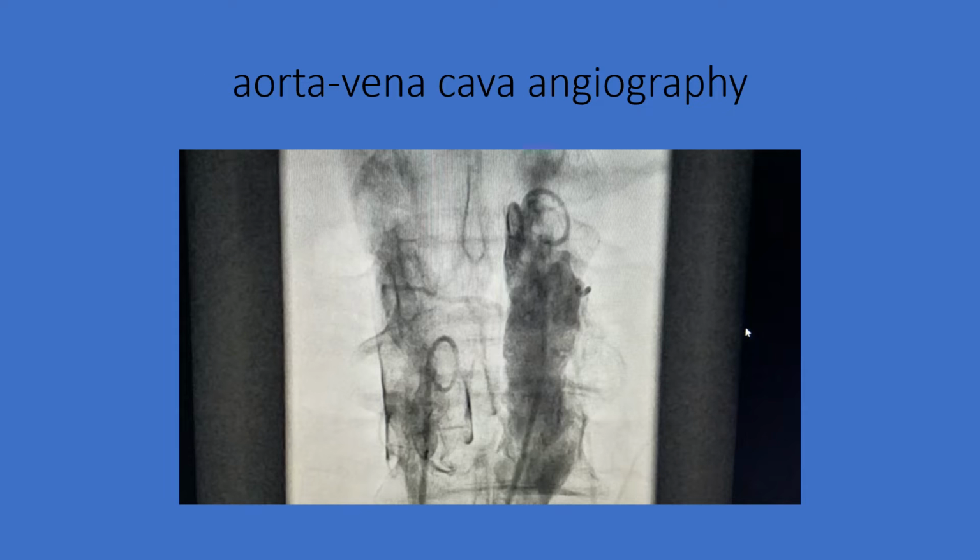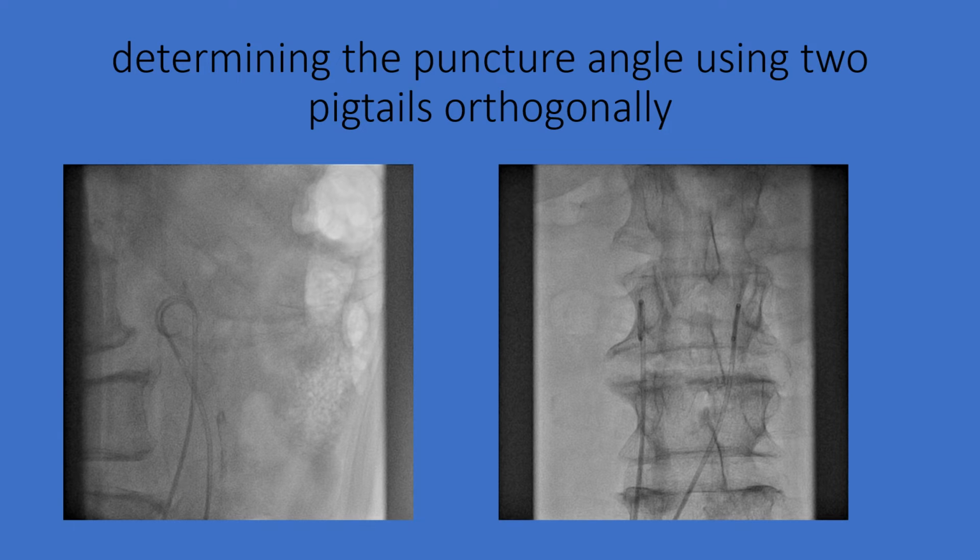This is the aorta-vena cava angiogram at the beginning of the case. We usually do not perform an angiogram, but for the sake of this presentation, we did proceed to do so. These pictures show how we define the crossing angle by using two pigtails in orthogonal views. Usually we determine this from the CT beforehand as well, but I always do it at the time of the procedure as well, because I want to make sure that the CT is correct, and it almost always is.